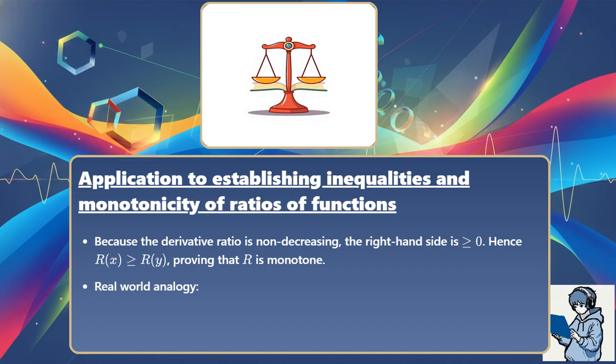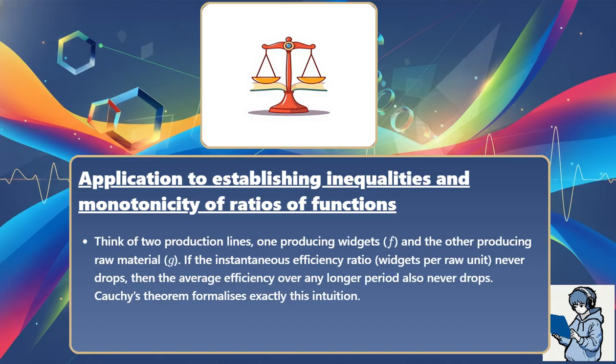Real-world analogy: think of two production lines, one producing widgets F and the other producing raw material G. If the instantaneous efficiency ratio, widgets per raw unit, never drops, then the average efficiency over any longer period also never drops. Cauchy's theorem formalizes exactly this intuition.